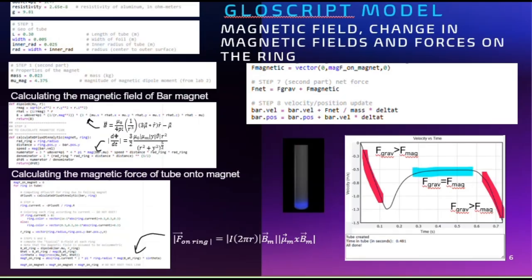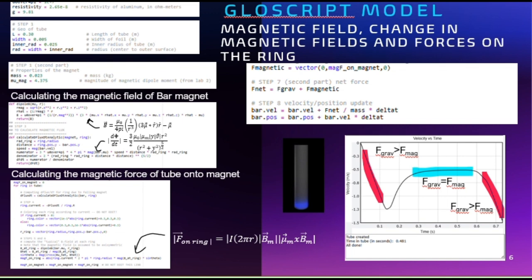So here is the GlowScript model. In GlowScript, I built a model that allowed me to calculate the magnetic field of the bar magnet, and the magnetic force that the tube exerted on it due to the induced currents. This helped me simulate the magnet's motion and visualize how it would behave if everything behaved ideally, meaning no air resistance or measurement delays. The simulation clearly showed the slowing effect of the eddy currents and how the induced magnetic field opposes the motion of the magnet.